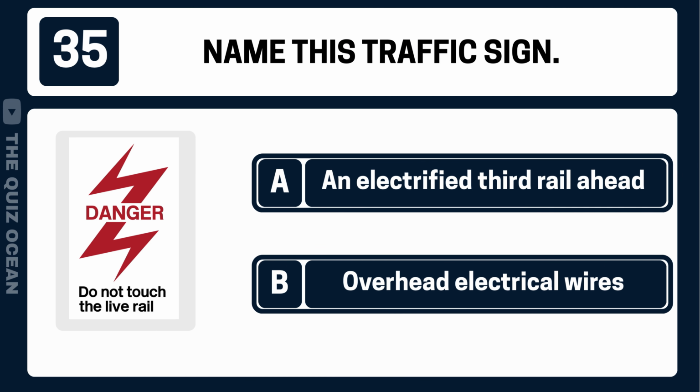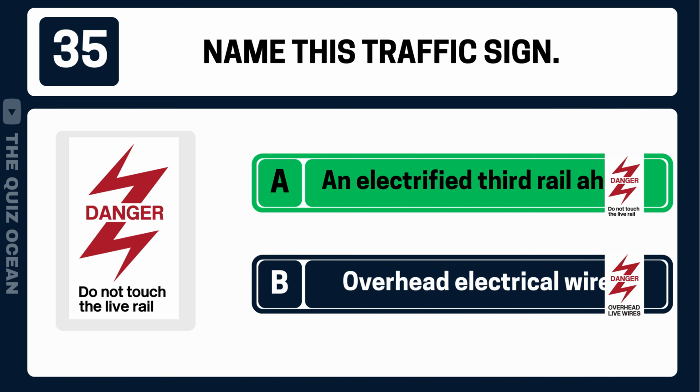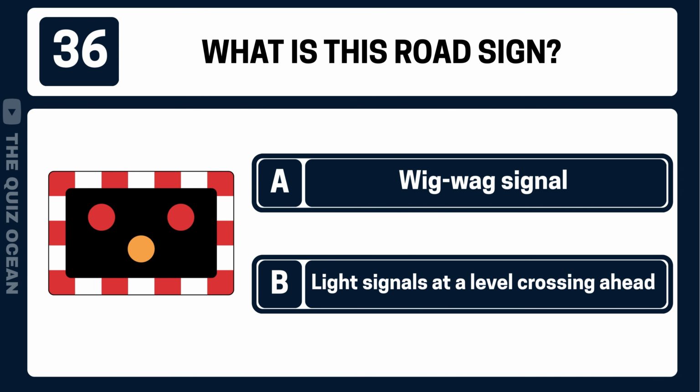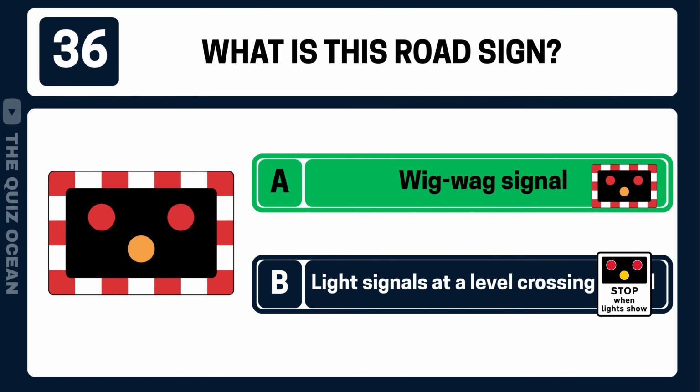Name this traffic sign. A. An electrified third rail ahead. B. Overhead electrical wires. Correct. This sign warns drivers to an electrified third rail ahead. What is this road sign? A. Wigwag signal. B. Light signals at a level crossing ahead. Nicely done. This is the wigwag signal sign.